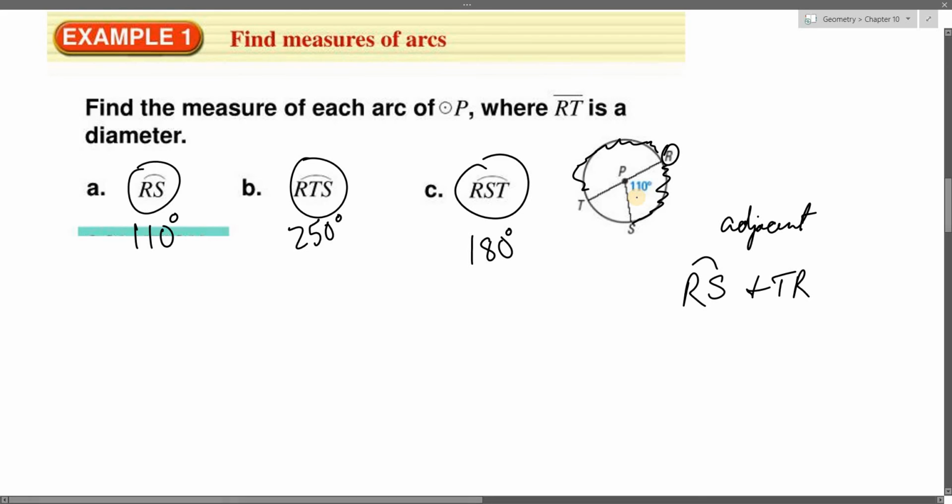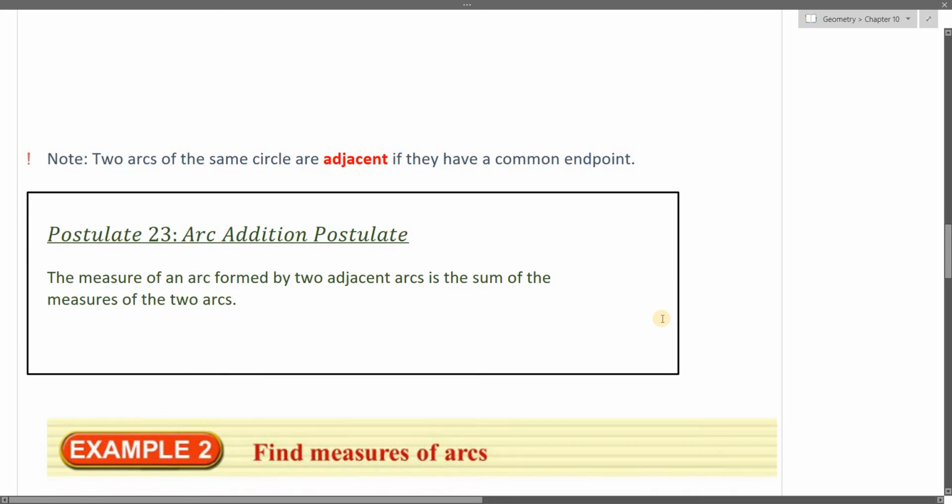Two arcs that touch each other and are very close. And so that's the definition of an adjacent arc. Two arcs of the same circle are adjacent if they have a common endpoint.